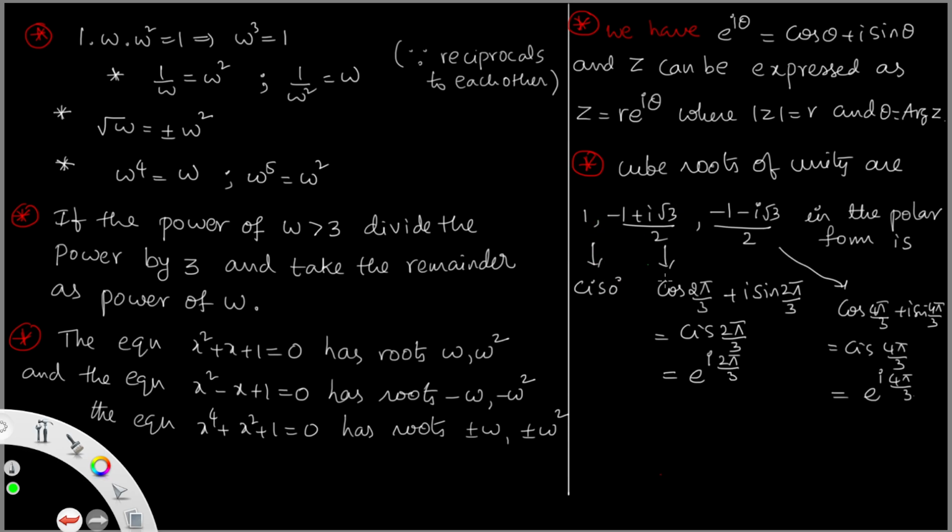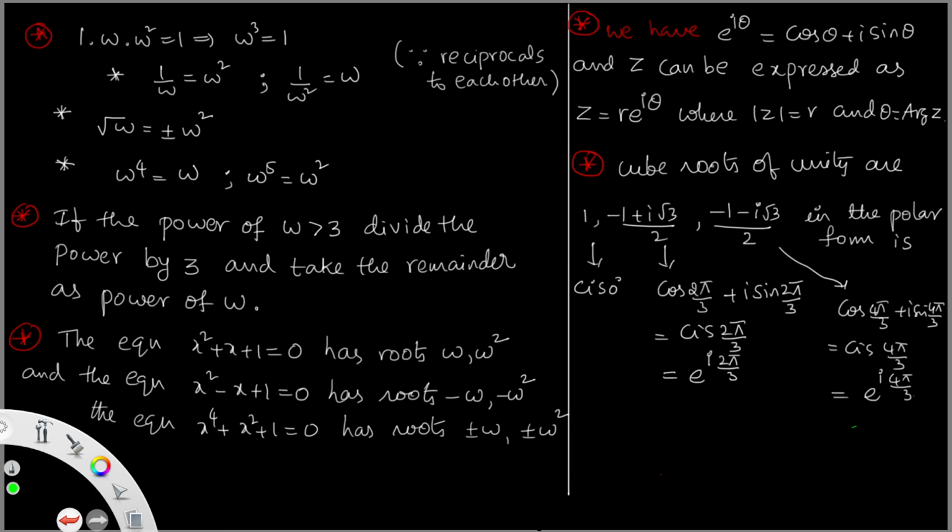Similarly, omega in modulus amplitude or polar form is cos 2 pi by 3 plus i sin 2 pi by 3, simply denoted as cis of 2 pi by 3, or else e to the power of i 2 pi by 3. And omega square is cos 4 pi by 3 plus i sin 4 pi by 3, nothing but cis of 4 pi by 3, in exponential form e to the power of i into 4 pi by 3. This is the shortcut notation for omega, and this is the shortest notation for omega square.